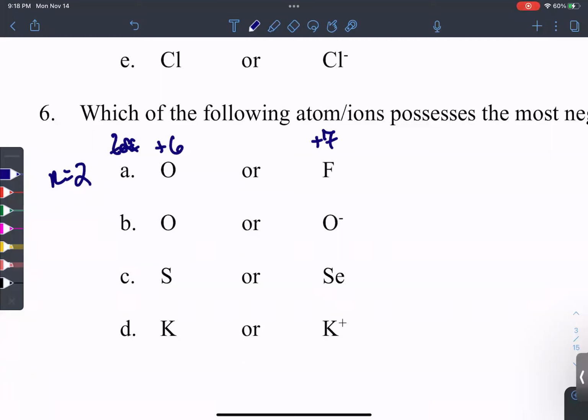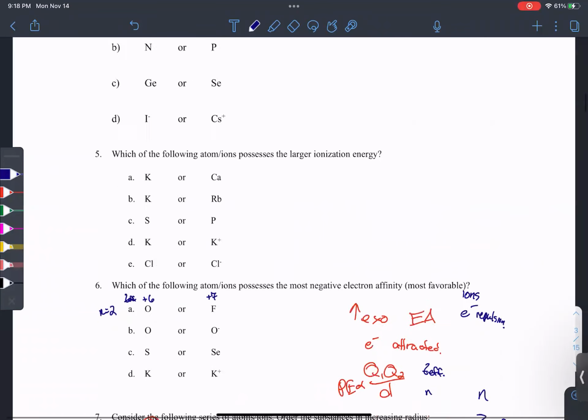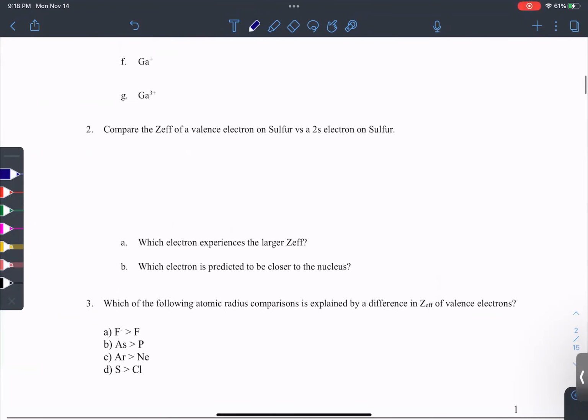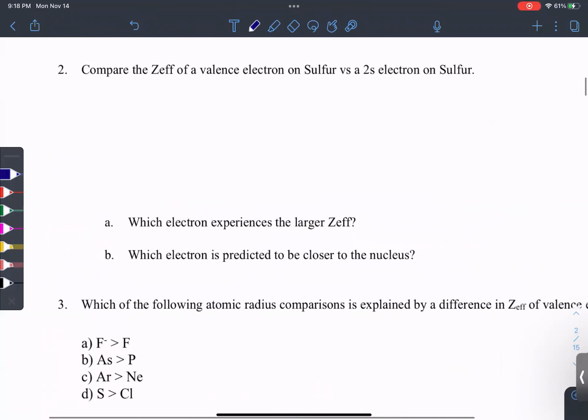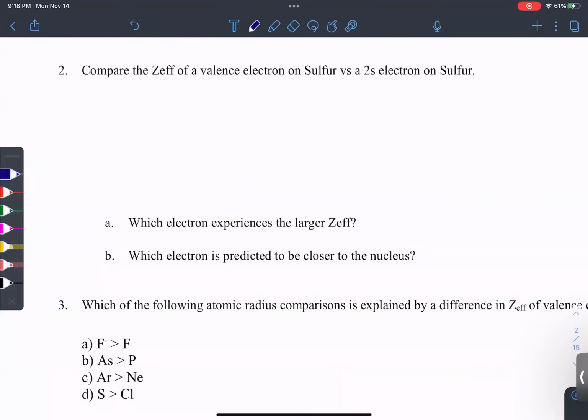Do you remember how to calculate effective nuclear charge? You guys said that chapter 7 was the easy one. No, you don't remember? You said that this was the easy chapter. All right, then let's do number 2. Let's compare the effective nuclear charge of a valence electron on sulfur. Okay, I can't do the hard question until you get the easy stuff, like this question.